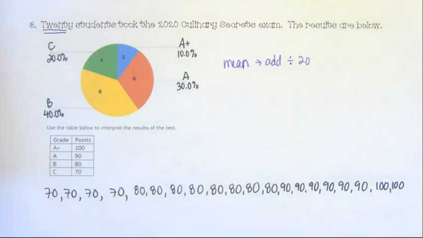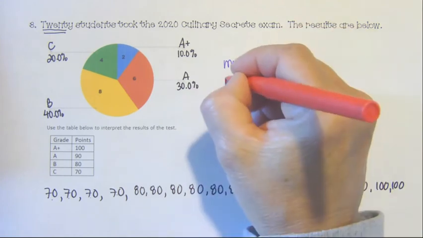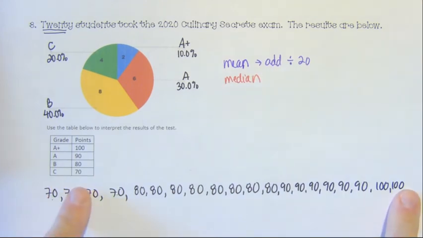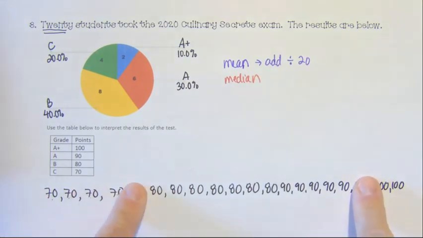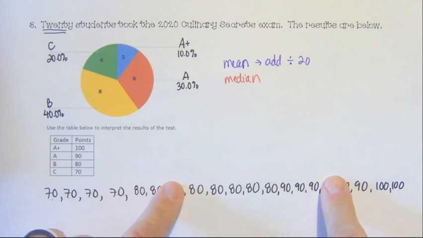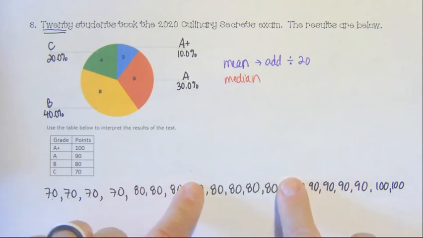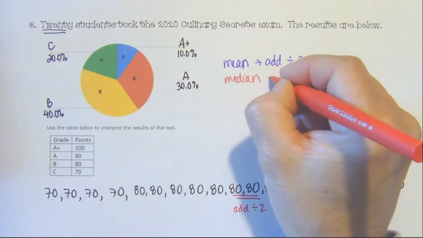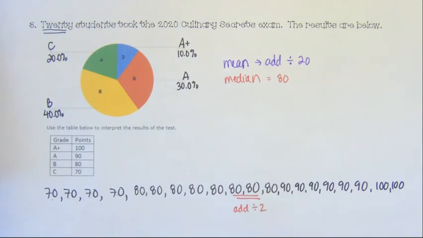For the median, that's where you want the middle number. So the middle number, I would go like this. I'm going to count in 3 numbers, count in 3 numbers, count in 2 more, count in 2 more, count in 2 more. And notice I'm going to get 2 middle numbers this time, 80 and 80. So you would add and then divide by 2 because there's 2 numbers. 80 plus 80 is 160, divided by 2 is still going to give us 80. There's a freebie for you.